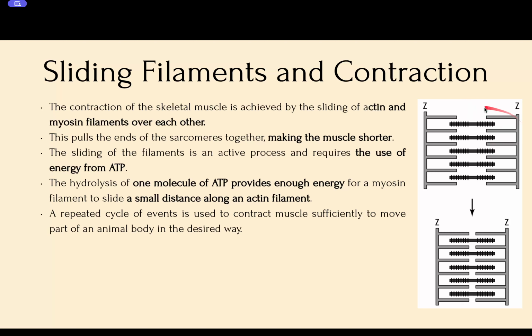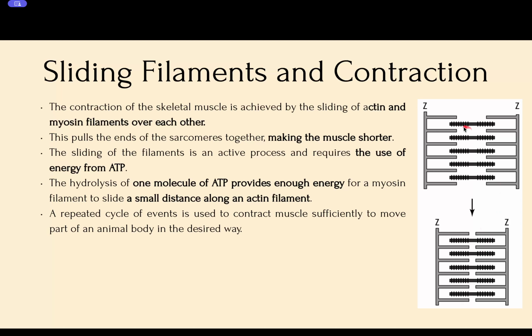The sliding of the filaments is an active process, and we'll discuss how it works, but they require energy from ATP. So the hydrolysis of one molecule of ATP will provide enough energy for a myosin filament to slide a very small distance across an actin filament. So it won't be very big movements with just one ATP. Therefore, a repeated cycle of events is required to contract muscle sufficiently enough to move in any way.